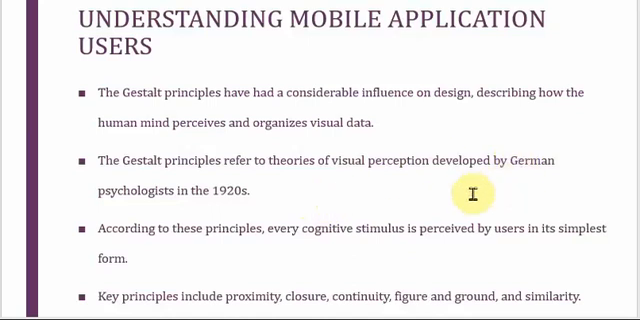So this was developed by a German psychologist in the year 1920. According to the principle, every cognitive stimulus is perceived by the user in its simplest form. Anything you view, the user will try to interpret in the simplest form. So what are those? We are having different key principles: proximity, closure, continuity, figure and ground, and similarity. These are the key principles told by the Gestalt principle. We'll see each one of them.